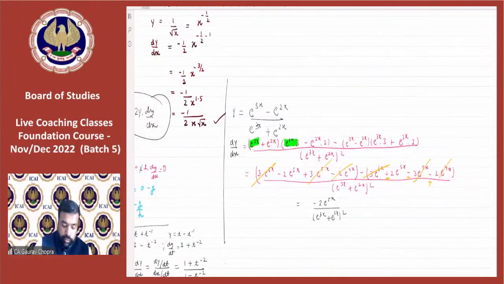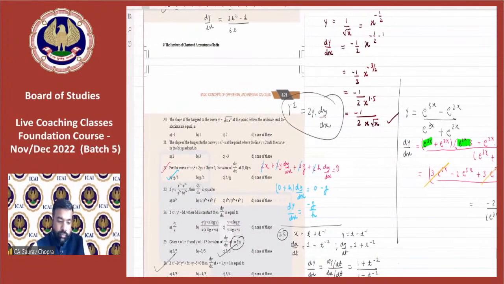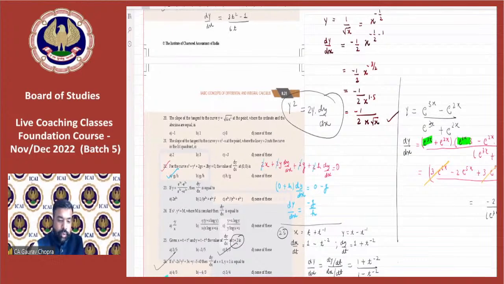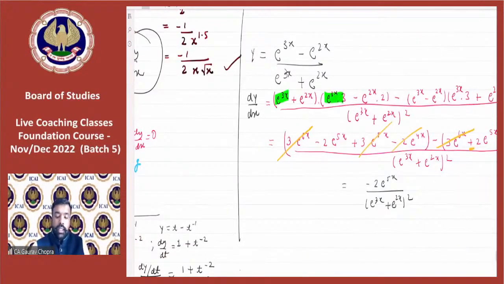Now we can check which option we are getting. So A, B, and C are not matching. So the correct answer is option number D. Yes, Bhumika has given the answer, option number D. D is perfect.